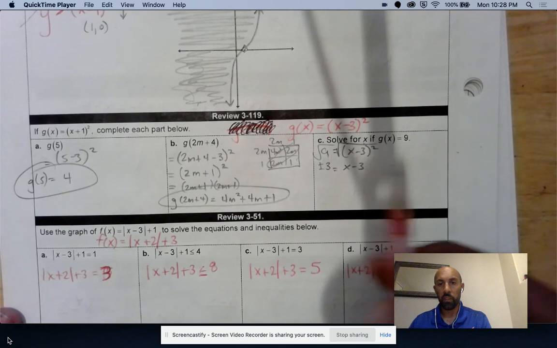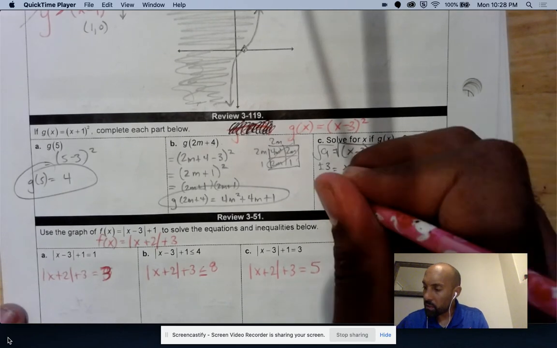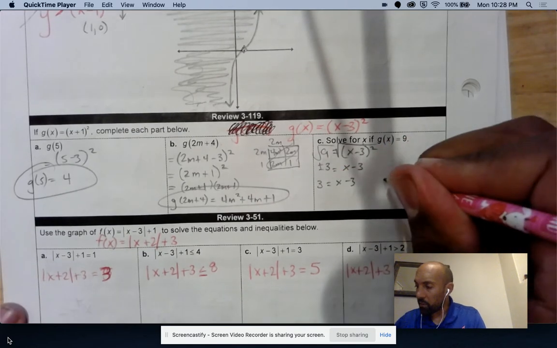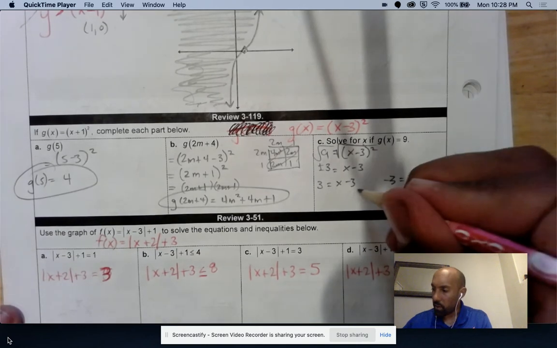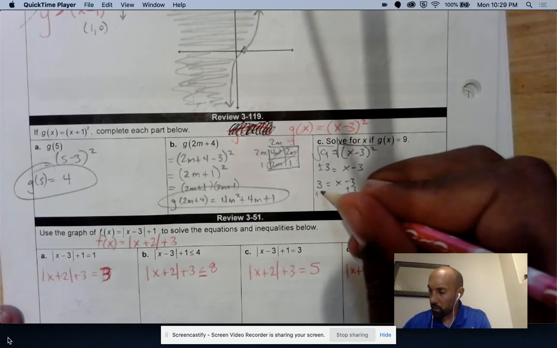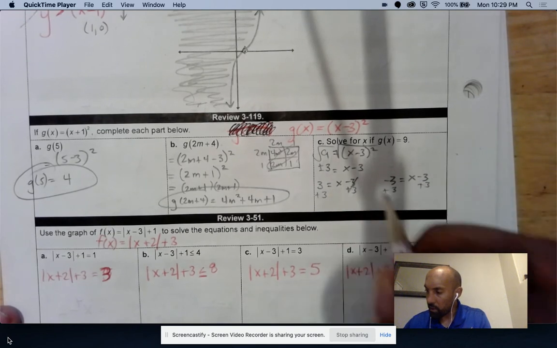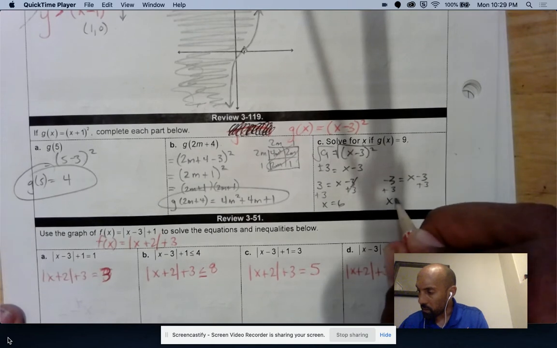And now what I want to do is separate this and solve this twice, because I got a positive and a negative result here. So first we'll do positive 3 equals x minus 3. And then we'll solve for negative 3 equals x minus 3. So obviously on both I'm going to add 3. On one, I end up with x equals 6. And here I end up with x equals 0.